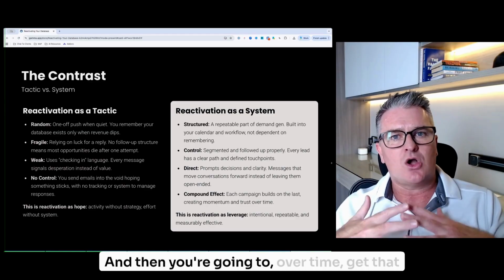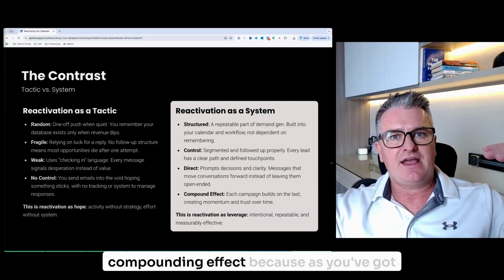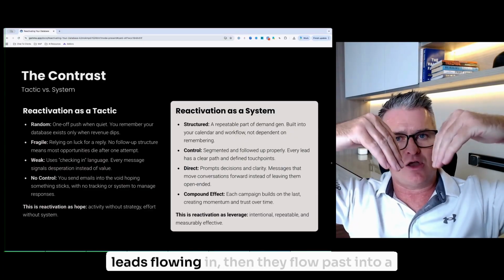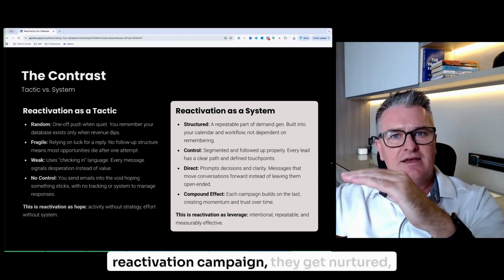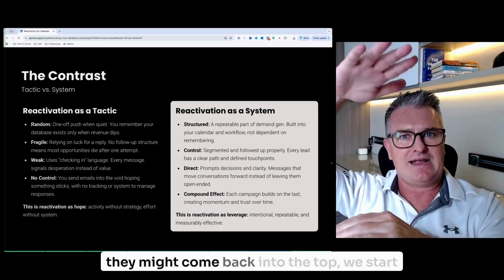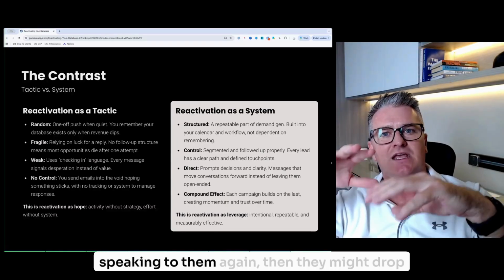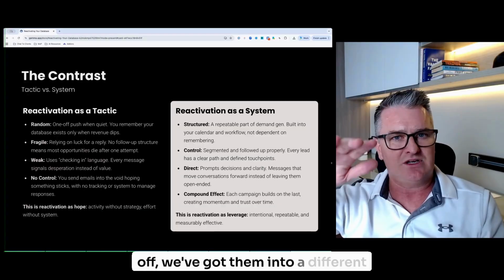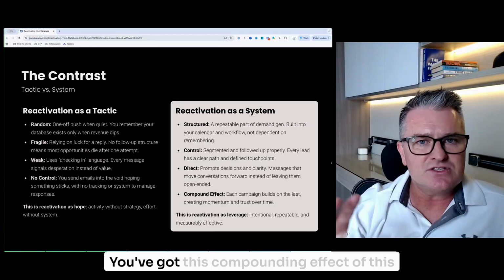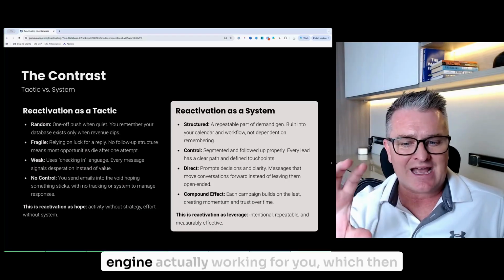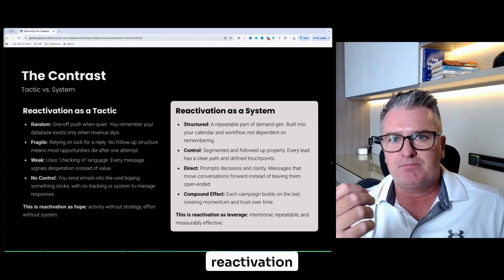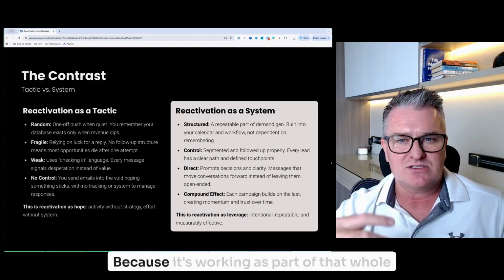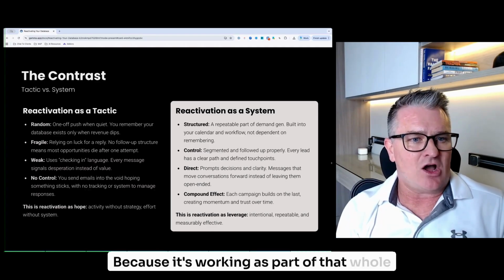And then over time you're going to get that compounding effect, because as you've got leads flowing in, they flow past into a reactivation campaign. They get nurtured. They might come back into the top. We start speaking to them again. Then they might drop off, and we've got them into a different reactivation campaign. You've got this compounding effect of this engine actually working for you, which then makes reactivation become leverage, right? Because it's working as part of that whole system.